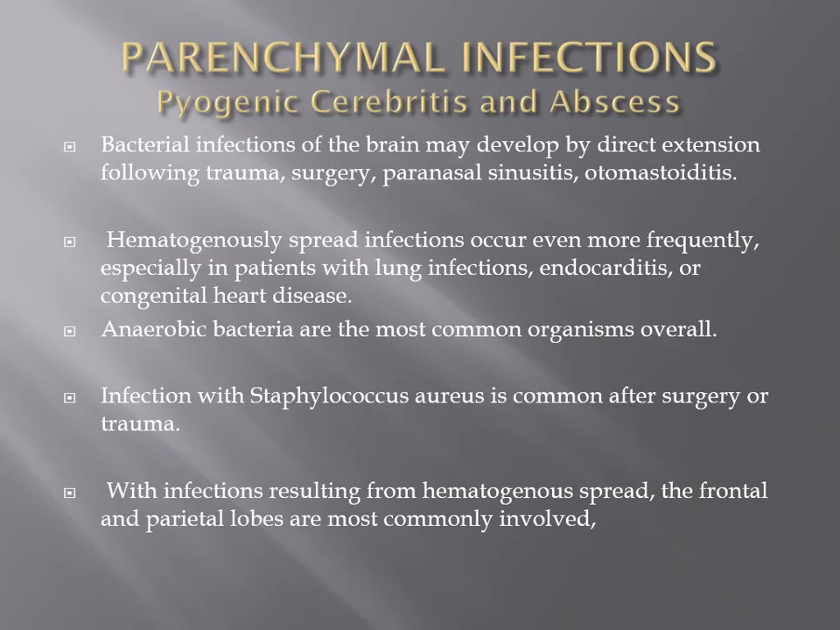Other part, parenchymal infection, pyogenic cerebritis, and abscess. Bacterial infection of the brain may develop by direct extension following trauma, surgery, paranasal sinusitis, and otomastoiditis. Hematogenously spread infection occurs even more frequently, especially in patients with lung infection, endocarditis, or congenital heart disease. Anaerobic bacteria are the most common organism overall. Infection with Staphylococcus aureus is common after surgery or trauma. With infection resulting from hematogenous spread, the frontal or parietal lobes are commonly involved.